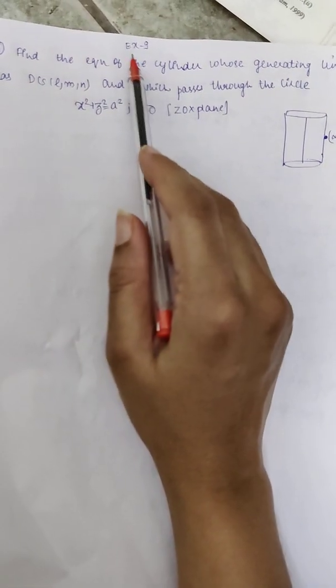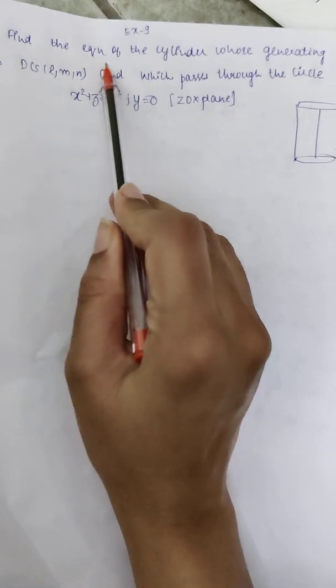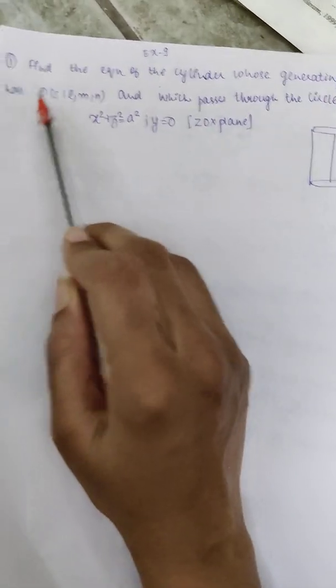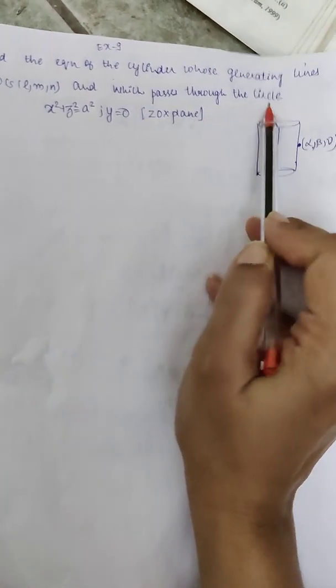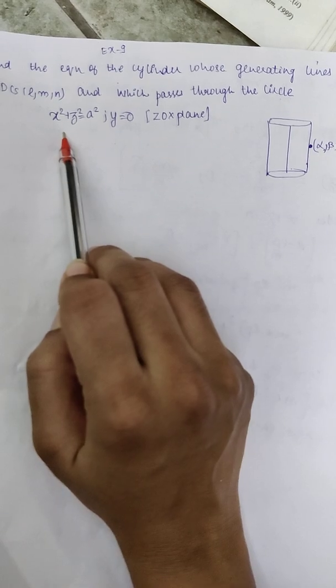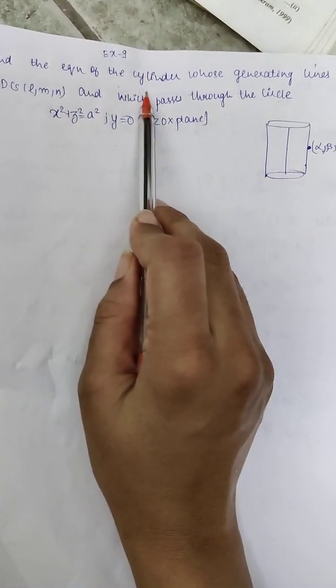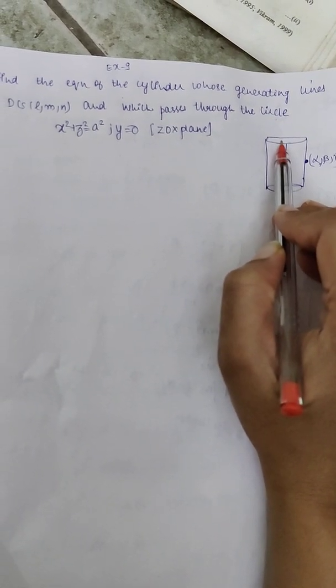Hello girls, let us move on to exercise 9, problem number 1, which states: find the equation of a cylinder whose generating lines have DCs l, m, n and which passes through the circle x squared plus z squared equals a squared, y equals 0. So I have to find the equation of the cylinder whose generating lines' direction cosines have been given, and it passes through the guiding curve, which is x squared plus z squared equals a squared, y equals 0.